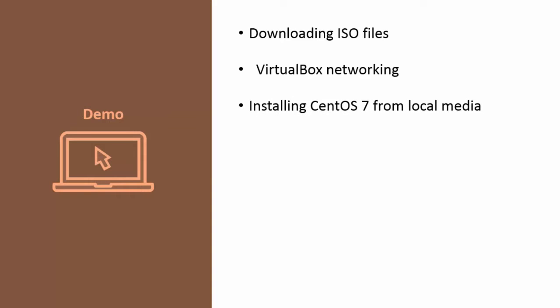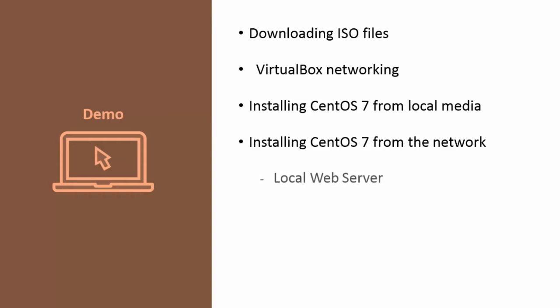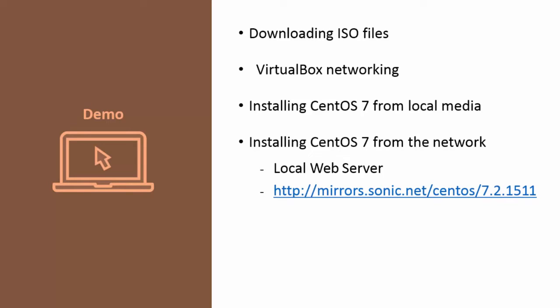We will be looking at installing CentOS 7 from local media as well as from the network. From the network, we will be using our local web server, but as we say, don't worry, if that is not available, we can also download from a mirror site. We will be working with CentOS 7.2, and this is the URL where we can download from the network. Both of the installs that we will carry out will be minimal installs of CentOS 7, which is quite a bit quicker.